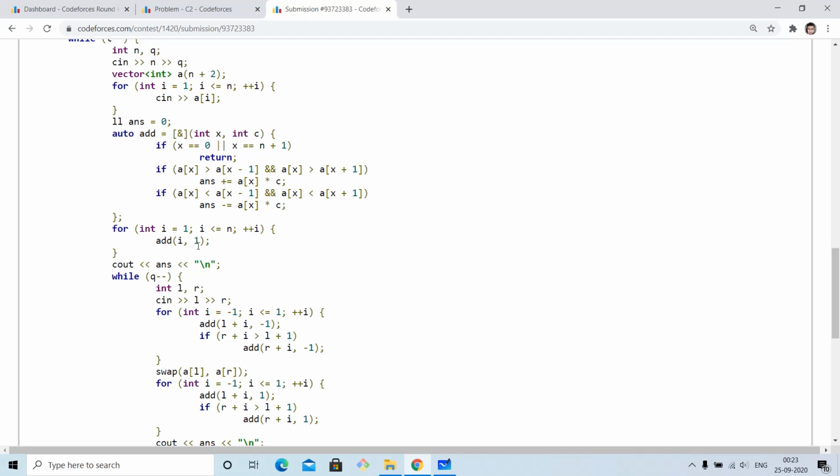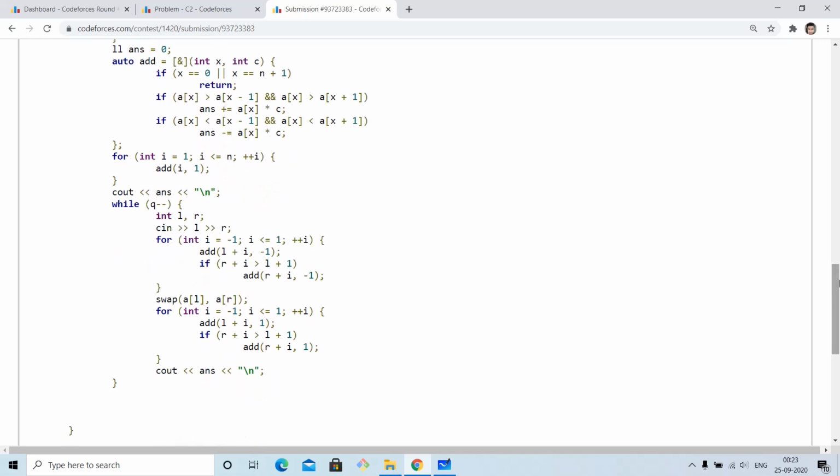Initially we will put c equal to 1, because we have to put the contribution of this element, which would be plus 1 times ax, that is the value of the strength. And similarly, if ax is less than ax minus 1 and also ax is less than ax plus 1, then it will subtract ax times c, which will be 1. So it will add minus ax to the answer.